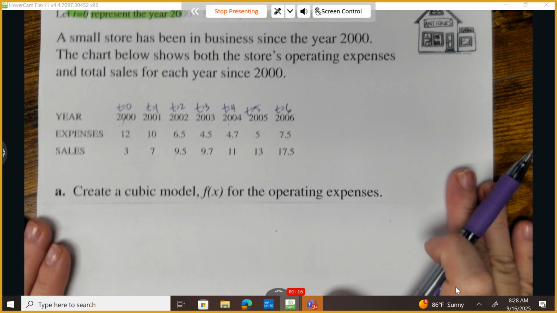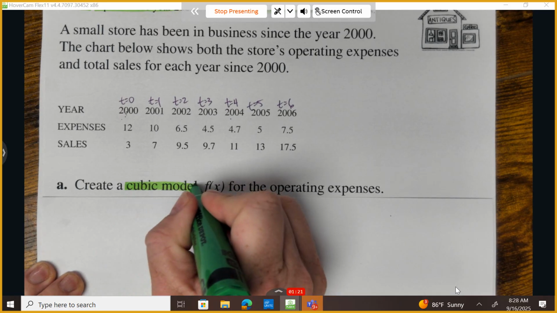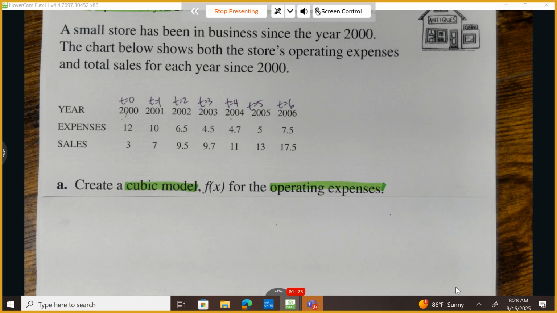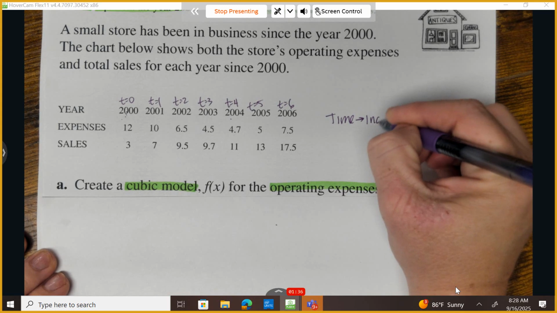So here's the first question. We want to create a cubic model. That means we're going to use a regression model on our calculator for operating expenses. What I want you to write down in your notes right now is that time is always the independent variable. You are all writing that down. Time is always the independent variable.